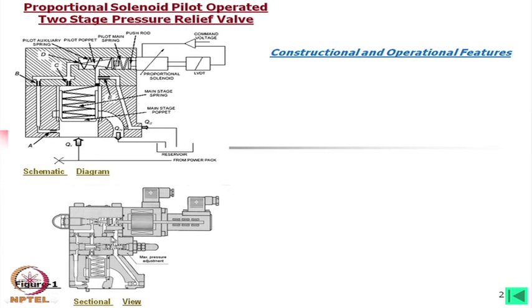Now, the upper part here is the pilot stage. In the pilot stage we find a poppet, this conical poppet, and this is sitting on a hole, so this must be a variable orifice, and then the operation can be described like this.